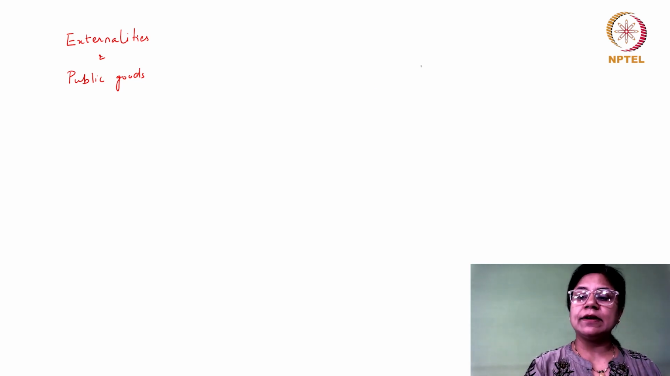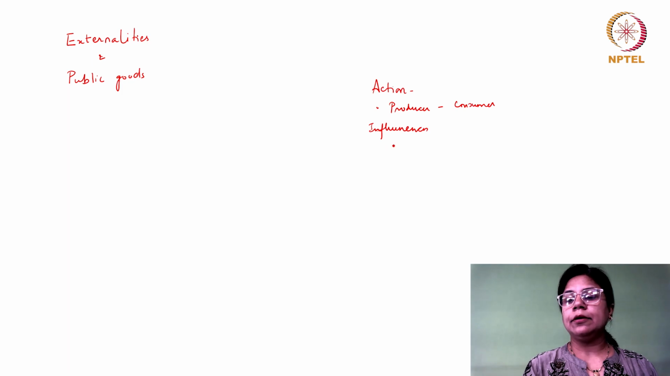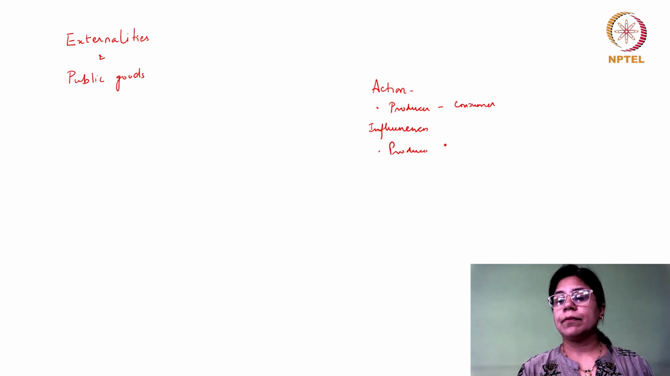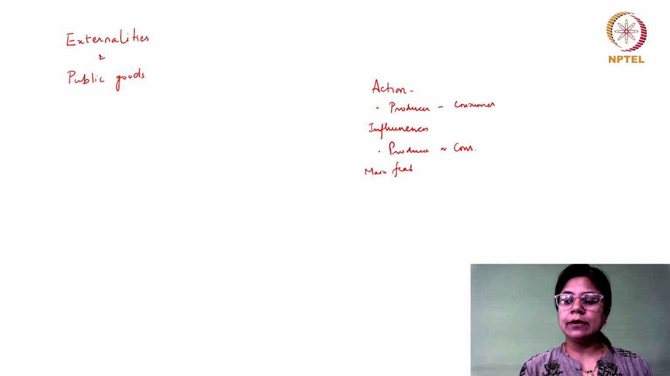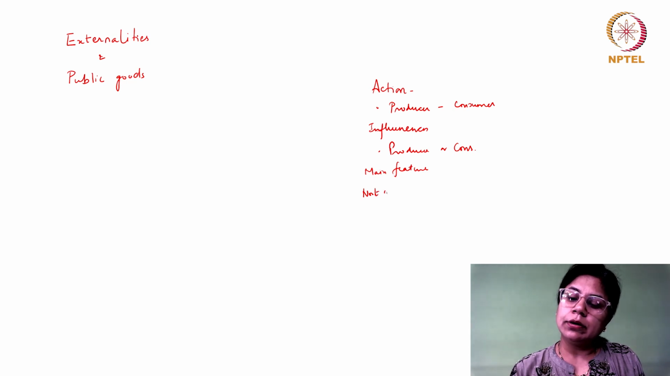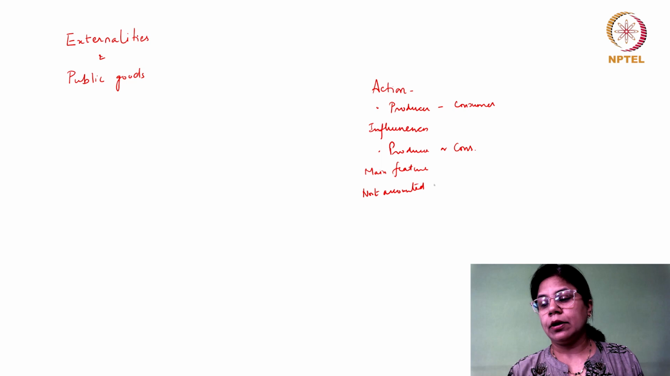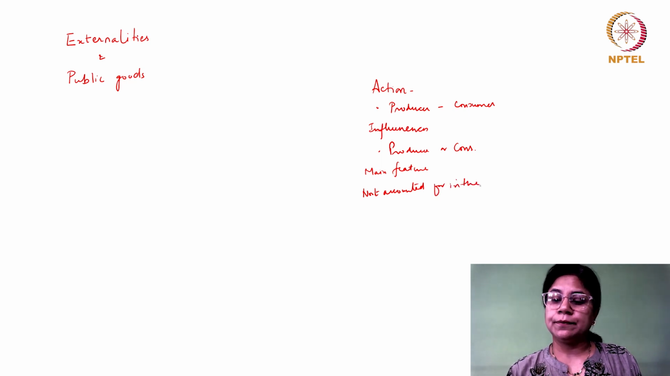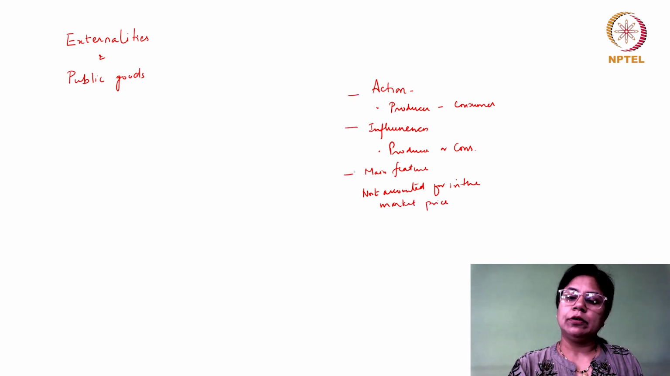So what we are talking about is basically an action. This action can be taken either by a producer or a consumer. Second, it influences another producer or consumer. And what is the main feature? The feature is that such interaction or impact is not accounted for in the market price. So let us understand these three things using an example.